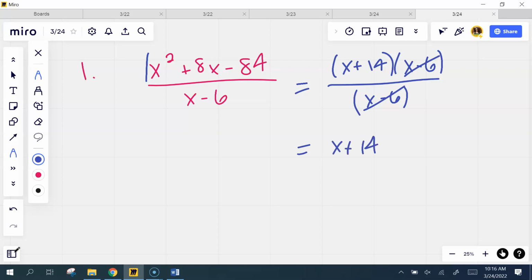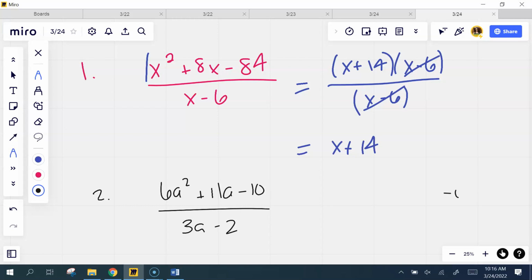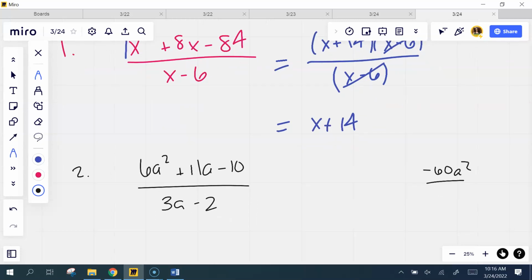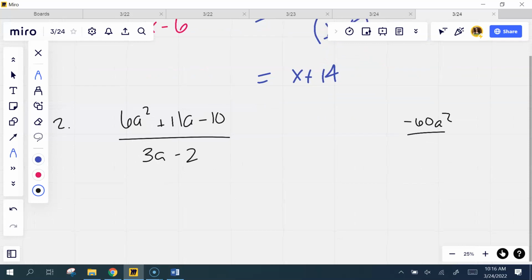That's exactly right. You could have done synthetic on that, but it said to solve by factoring, but you'll still get the same thing. It's one of those things where you got different ways that you can do the same thing. And then number 2, same kind of problem, but it's not a shortcut factor. Minus 2. So what multiplies to negative 60a squared but adds to 11a squared?